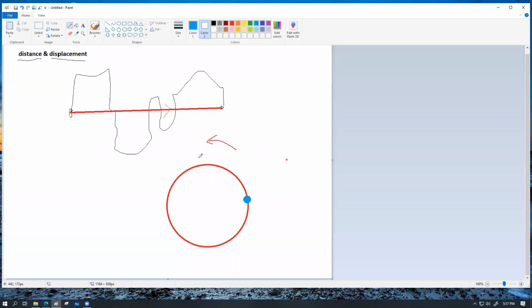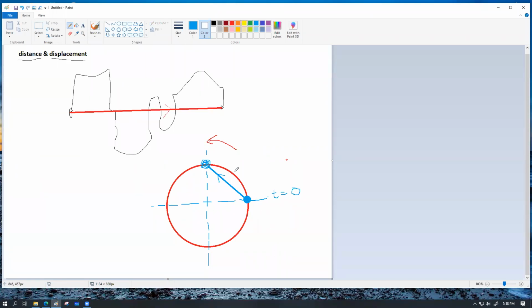Let's say this is a circle, and these are the two diameters that I'm trying to draw over here. And let's say the object starts from here at t equals 0. So we are starting the observation from here. Let's say after some time, the object reaches this position. If I ask you how much is the distance covered, that would be the arc length of this quarter circle. But if I ask you what is the displacement of the object from this point, that has to be this thing.